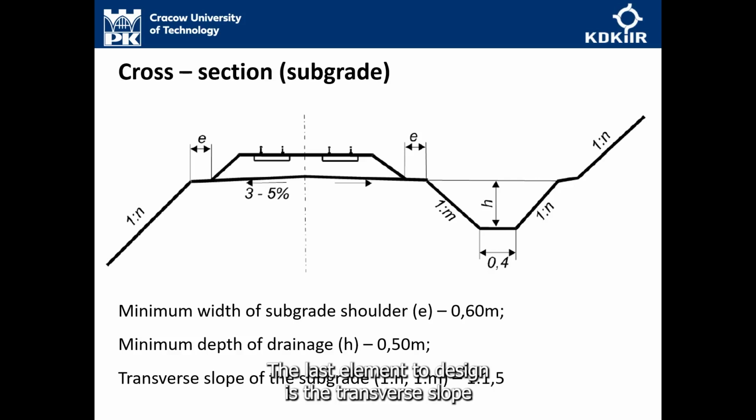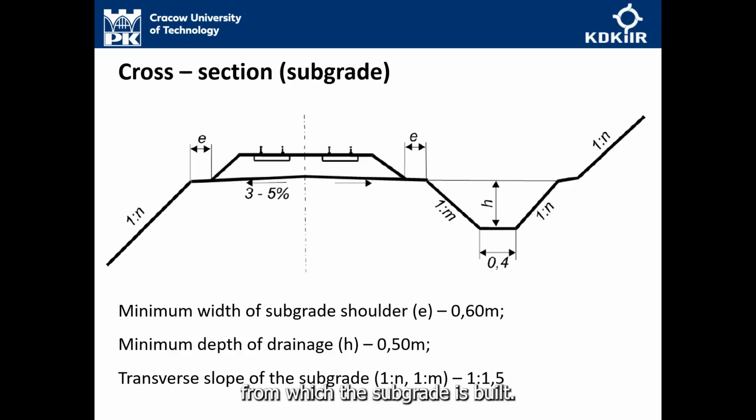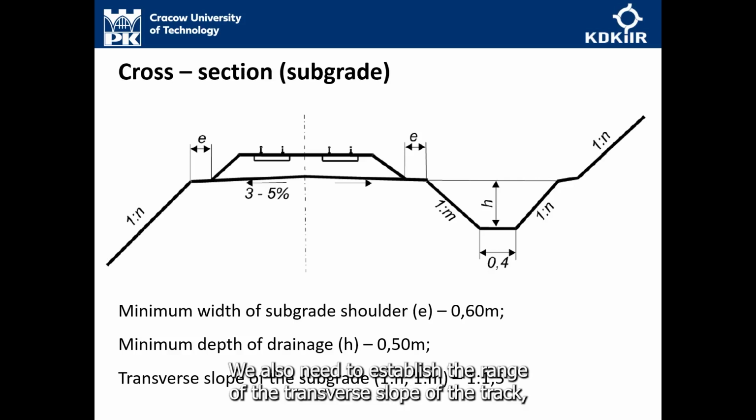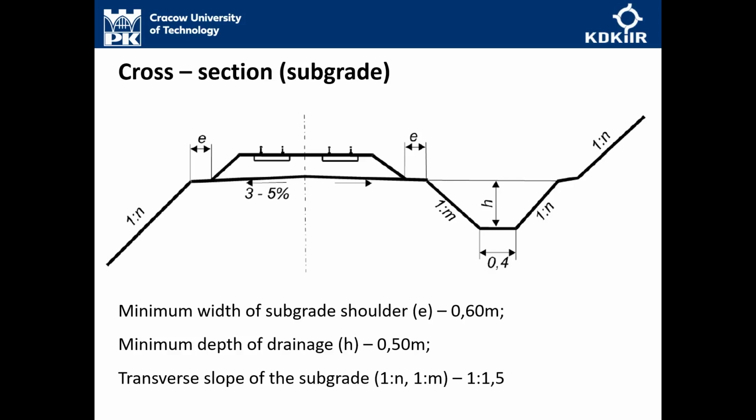The last element we need to design is the transverse slope of our embankment or cutting, which of course depends on the type of soil from which the subgrade is built. However, we can assume it as a slope with a ratio of 1 to 1.5. We also need to establish the range of the transverse slope of the track, which, as you can see in the drawing, is specified in the range from 3% to 5%.